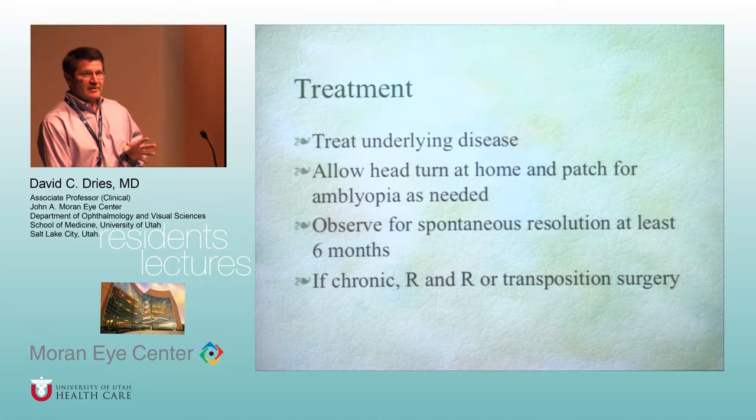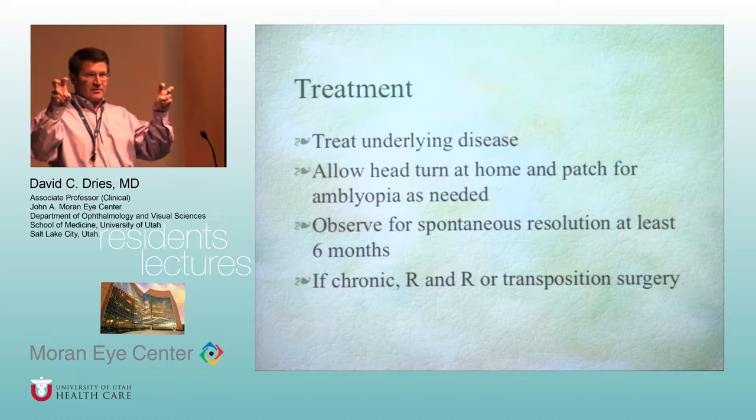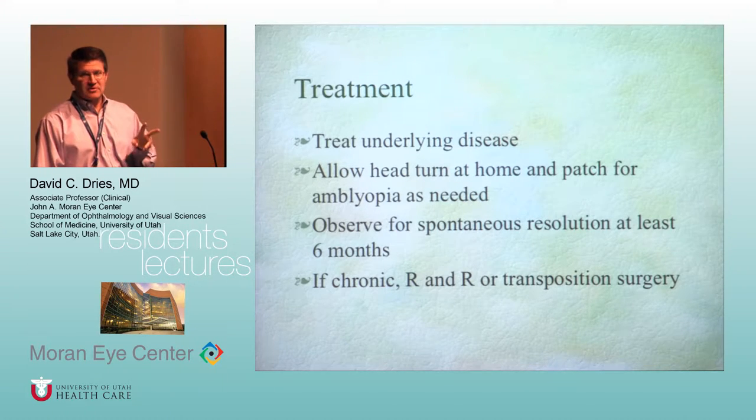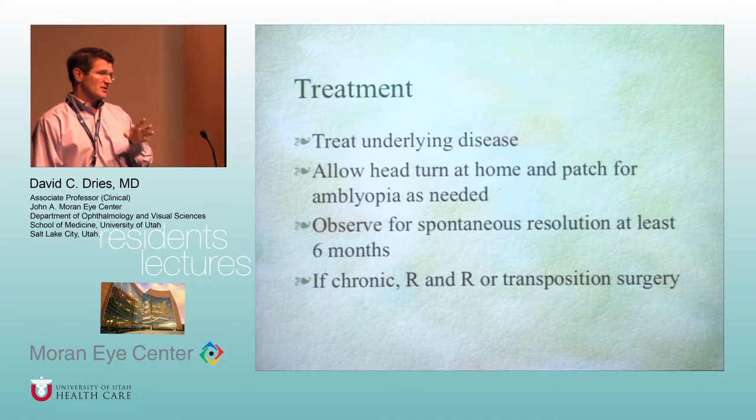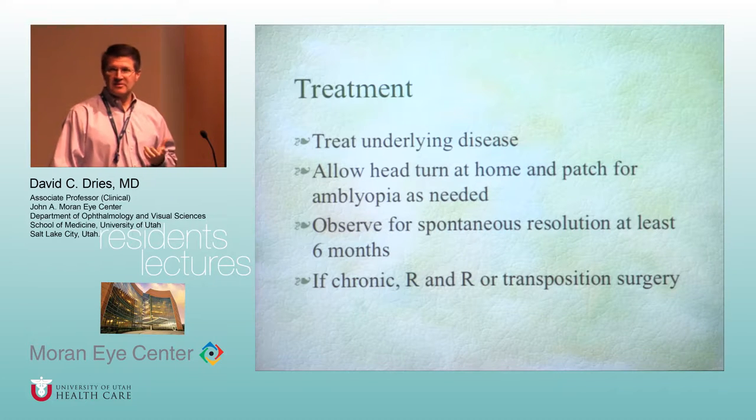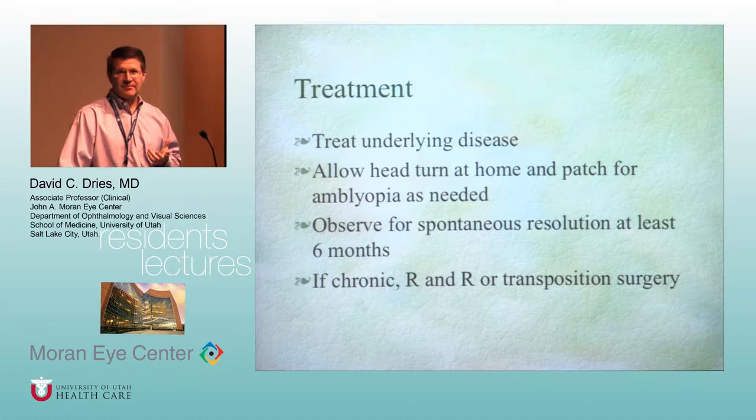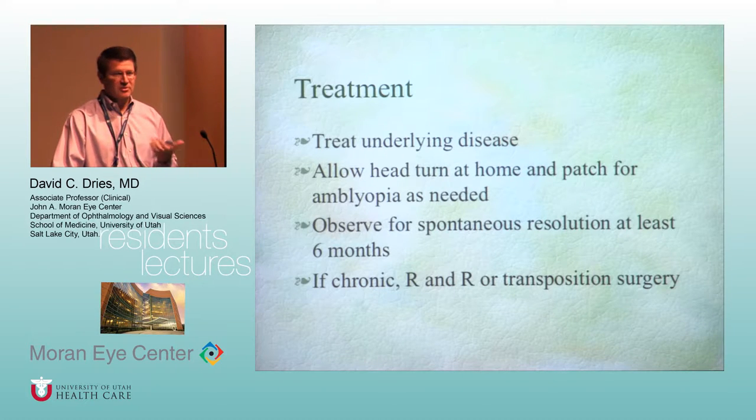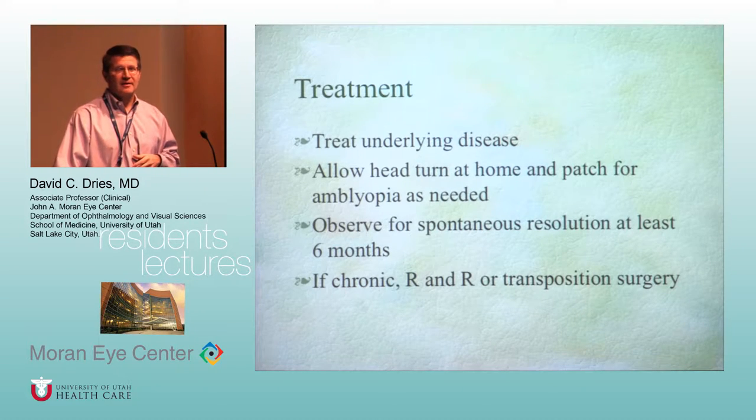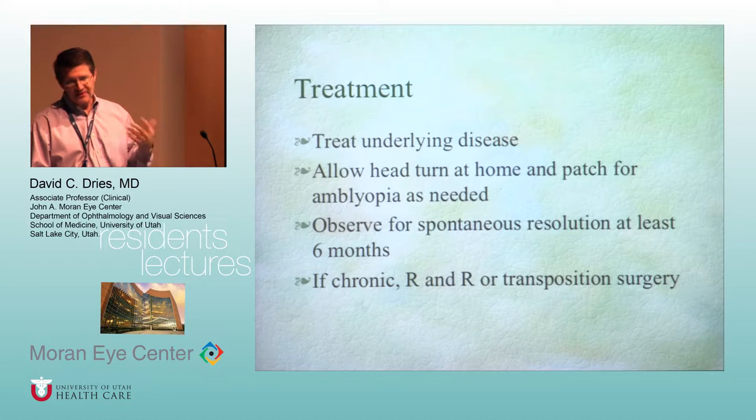If it's idiopathic or post-viral, it tends to resolve over time. And we watch and wait, especially if a child is turning their head and still fusing. Often it will resolve, but it often recurs during childhood. It's an entity that we don't really understand. But these are kids whose immune system apparently is causing some post-viral inflammatory pathology at the peripheral sixth cranial nerve.